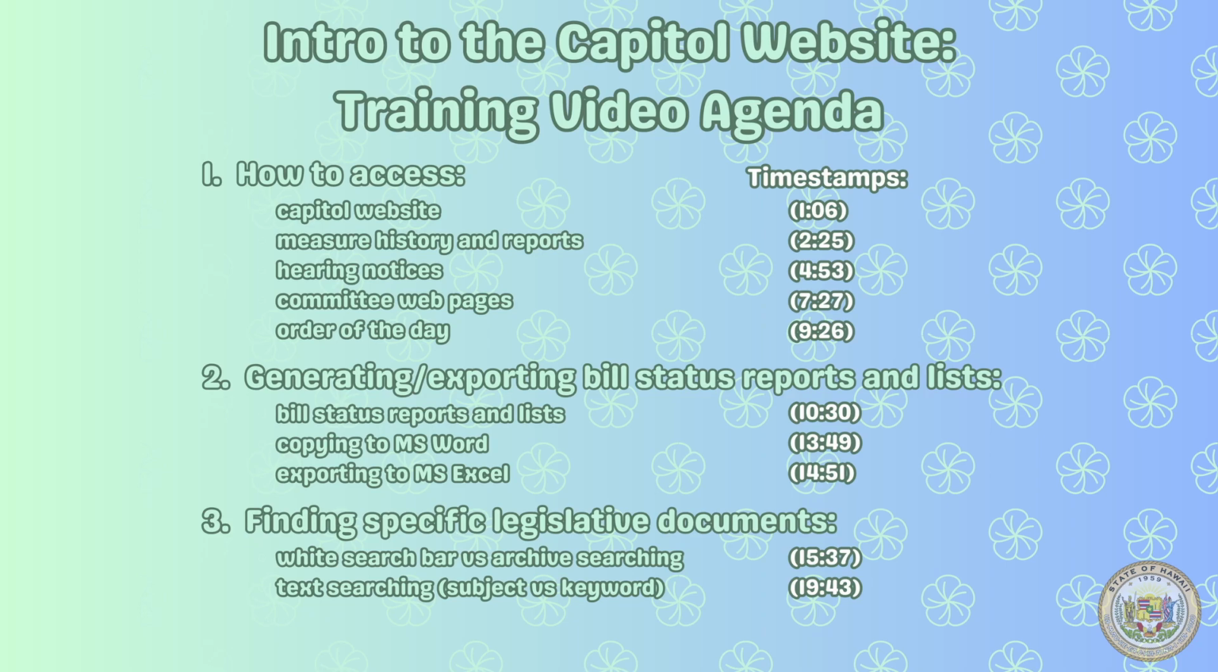We'll go over accessing measure history and reports, hearing notices, committee web pages, and orders of the day. Then I'll teach you how to access pre-generated bill status reports and lists, and how to create and export your own personal reports and lists using our online tools. Lastly, we'll go over how to find legislative documents on the Capitol website and how to conduct searches to find specific documents in both the current year and archives.